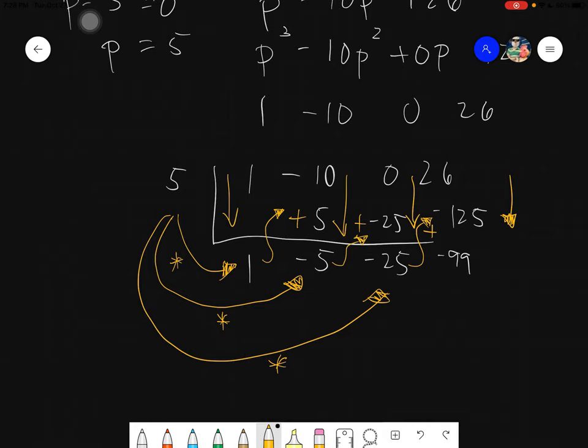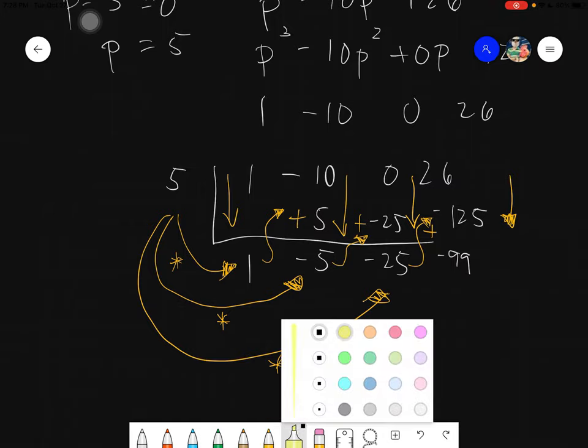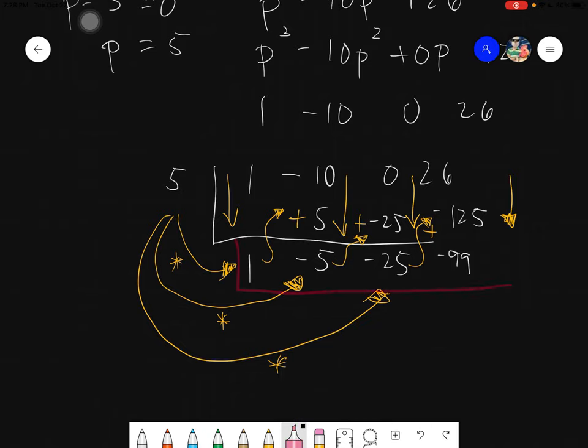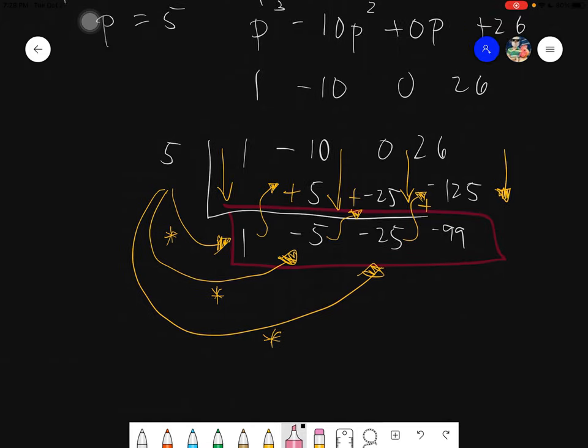So, the rule, our process, is bring down, multiply, add, bring down, multiply, add, bring down, multiply, and add. The process just repeats until you reach a certain conclusion, which is, of course, the number here at the bottom. This is our conclusion. Now that's not the answer yet. The answer would look like that, but it's not the final answer. Our final answer would actually look like this.